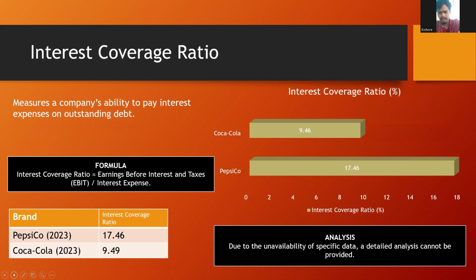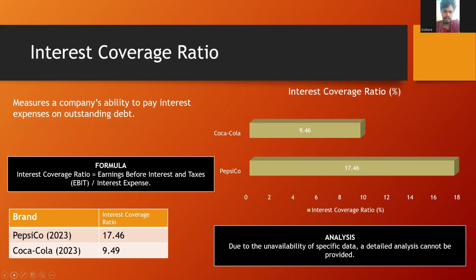In 2023, the data was unavailable for both companies. However, generally speaking, a higher ratio indicates the company is better positioned to cover interest obligations. If either company has a low ratio, it might indicate financial stress and expensive debt burdens. Due to the unavailability of specific data, a detailed analysis cannot be provided. For example, if the interest coverage is slightly low, shareholders will move on to other companies and invest a huge amount to get a higher interest coverage ratio. So that's why shareholders are a must for every industry benchmark.